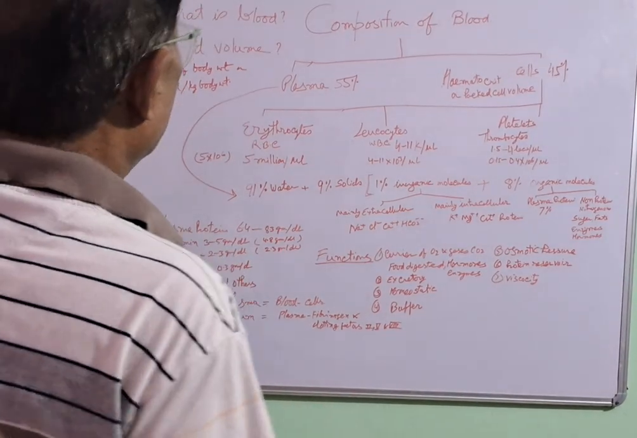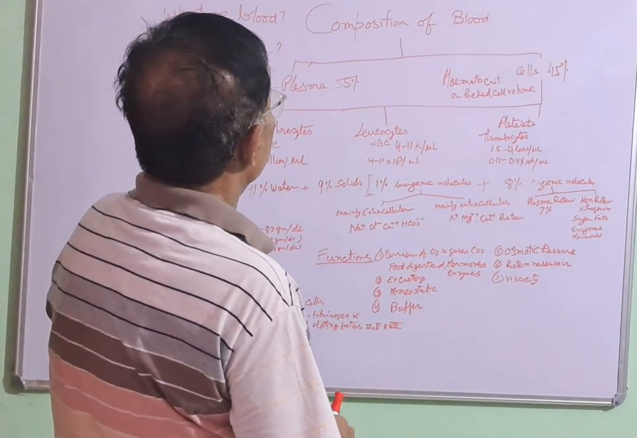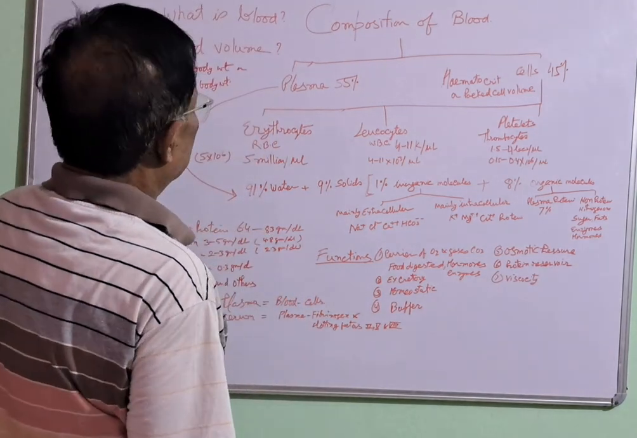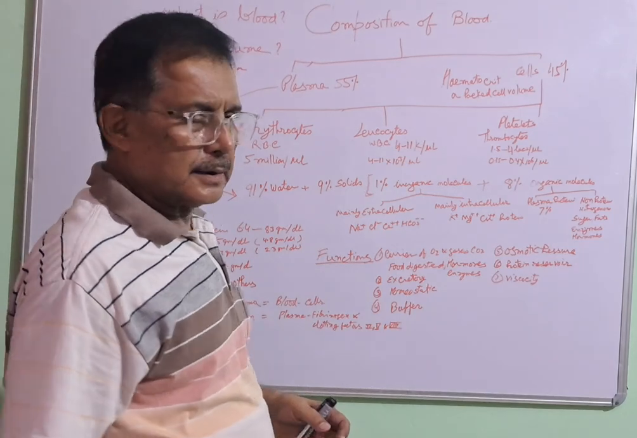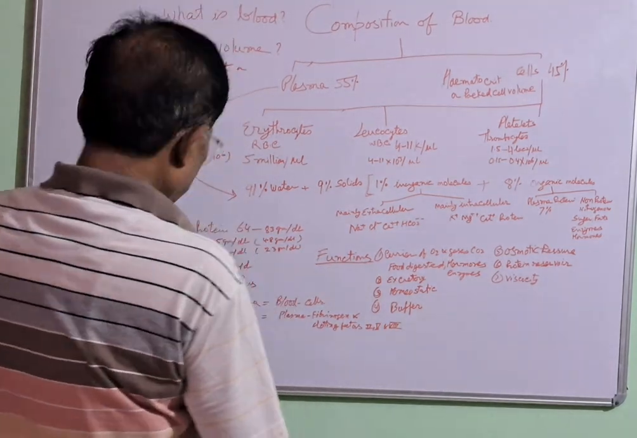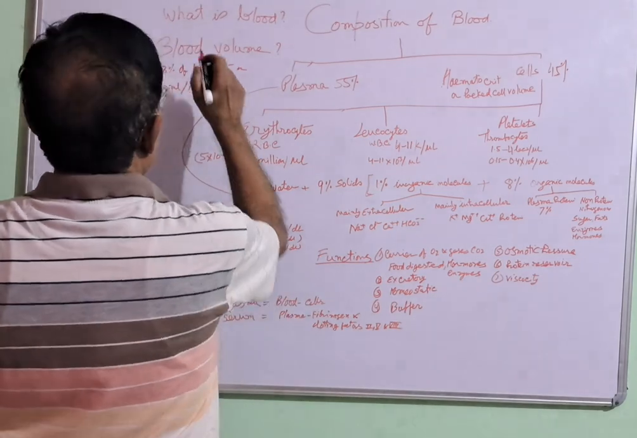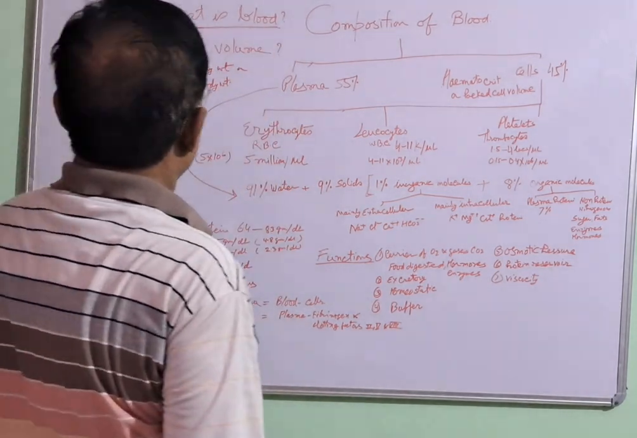Hello guys, today we will learn about blood. What is blood? Blood is a connective tissue in fluid state. It is liquid, in liquid form. Blood is a connective tissue that is in fluid state.